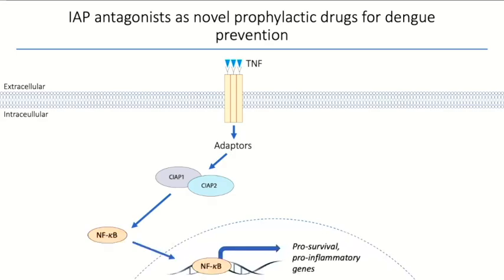So, this slide again. In vitro and in vivo, a double deficiency in cIAPs was able to reduce viral production. This raises the exciting prospect that IAP antagonists could be used as prophylactic drugs for people traveling to dengue endemic regions. Perhaps you could take a pill a day and be protected from viral replication.